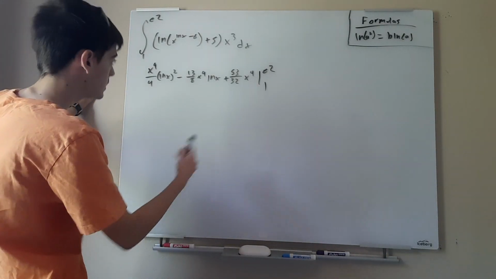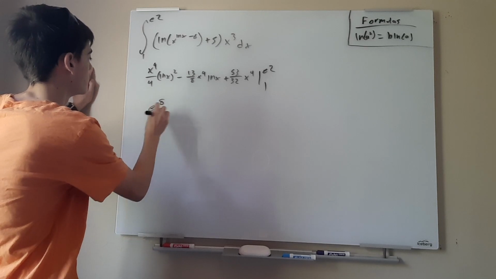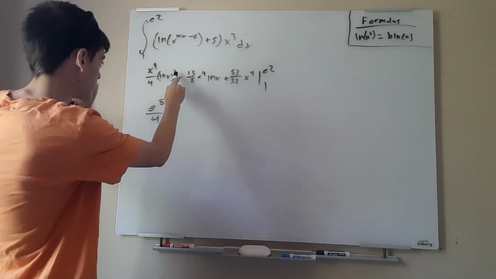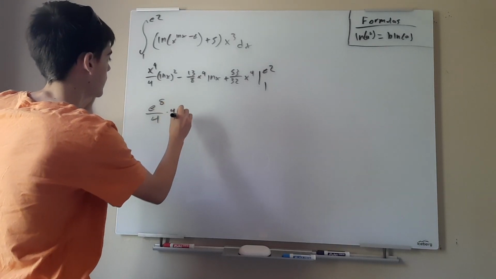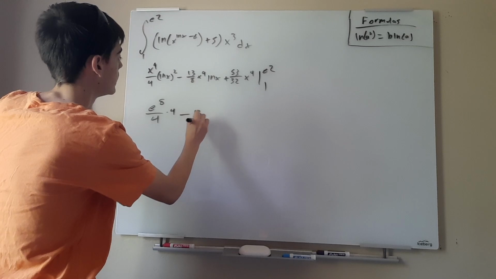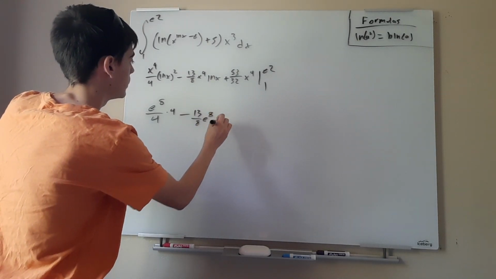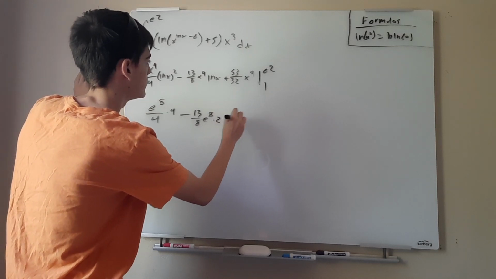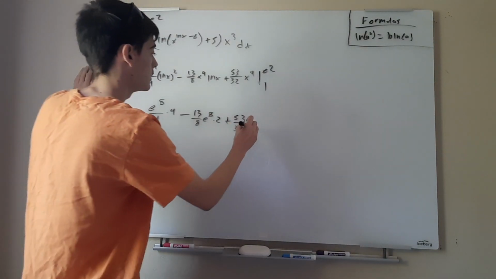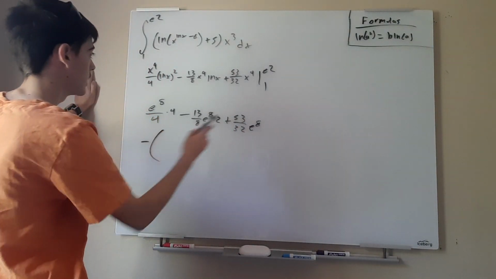So if we start plugging in stuff, so plug in e squared to here, that'll be e to the 8th over 4 times natural log of e squared, which is going to be 2, and then square that, we will get 4, minus, plug in e squared here, we will get 13 over 8, e to the 8th, and then ln of e squared is just going to be 2, so multiply that by 2, and then plus 53 over 32 times e squared to the fourth is going to be e to the eighth once more. Now we will subtract, plugging in 1.